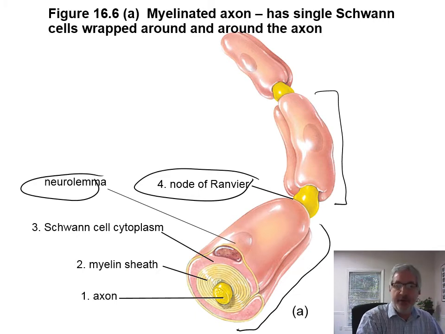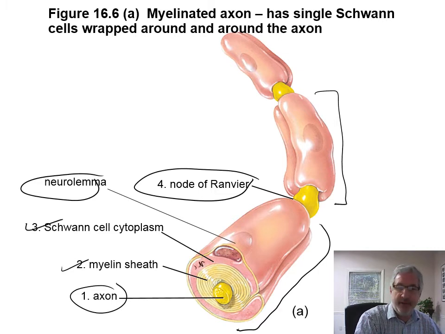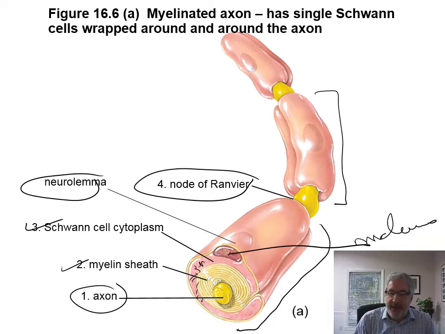Okay, and then you cut it off here. So here's your axon, and then you have the myelin sheath. Then Schwann cell cytoplasm is all around the outside. That's what this pink area is here, and then you have your nucleus there. So the outside part, where all the cytoplasm and the nucleus is, is called the neurolemma. Next slide.